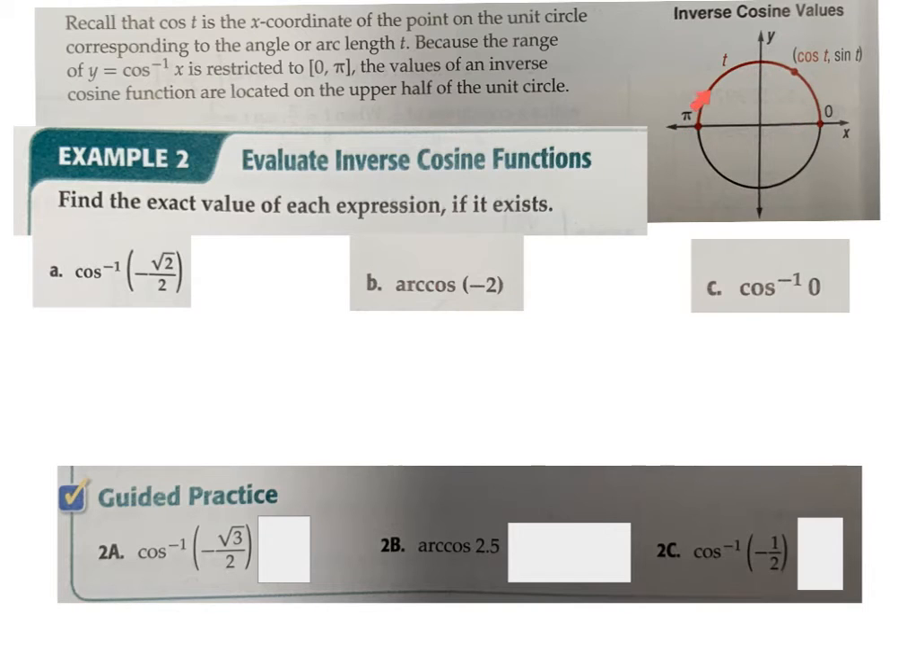I have all negative signs in my second quadrant. So if you're looking for your range here for sine, your input values here, the range is going to be restricted to 0 to pi. So your inverse cosine, now your range is going to be 0 to pi.